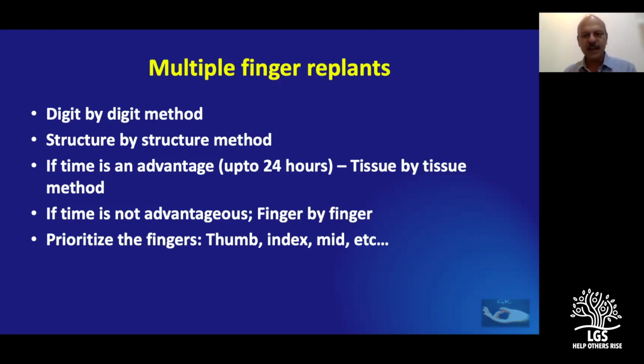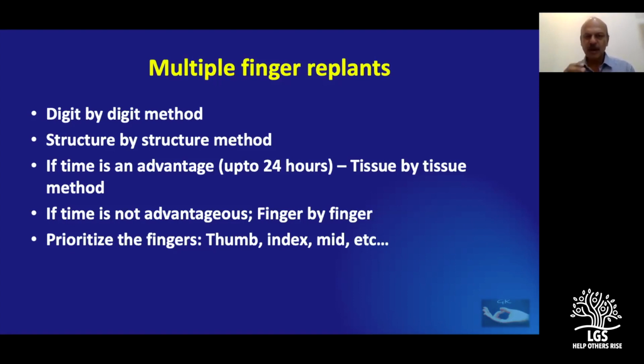So usually time is not the constraint unless the patient has presented very late. If time is an advantage, tissue by tissue method is ideal. You first do the fixations, then you do the tendon repairs, then you do all the veins, then you do all the arteries. If time is not advantageous, you can do the digit by digit method. But the advantage of this is you don't have much time. So what you can do is you can prioritize the fingers. You can do the thumb first because that is very important, and make sure the thumb is viable. Then go to the index finger, or then go to the mid finger. So that way you can prioritize your fingers.